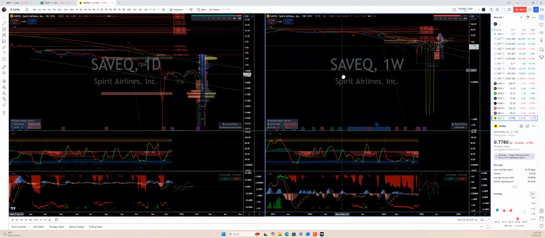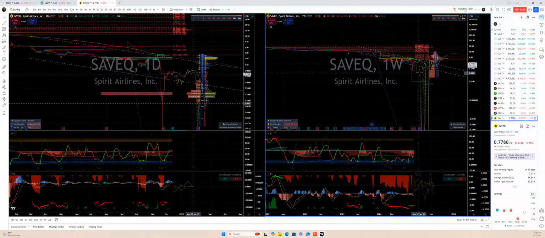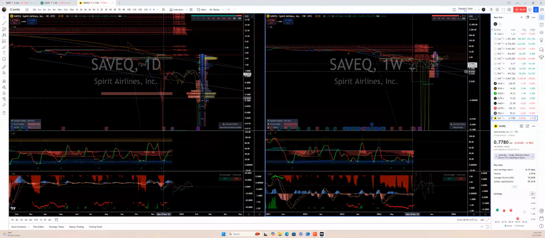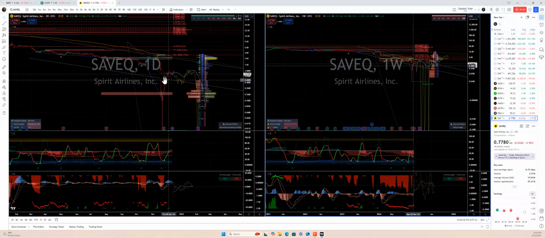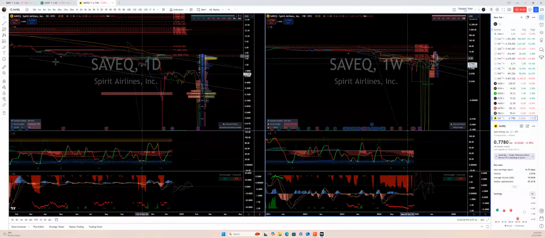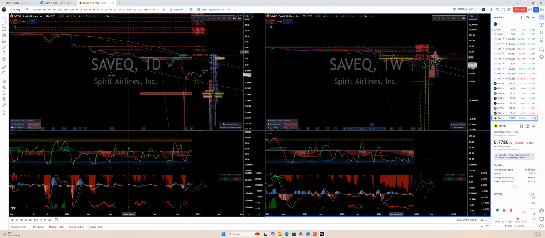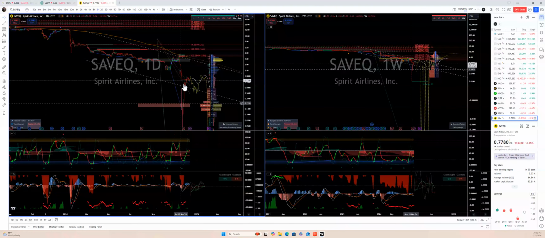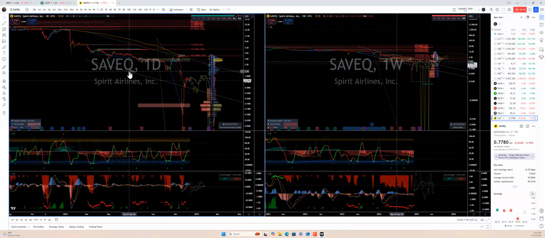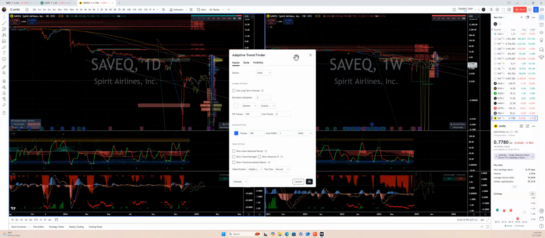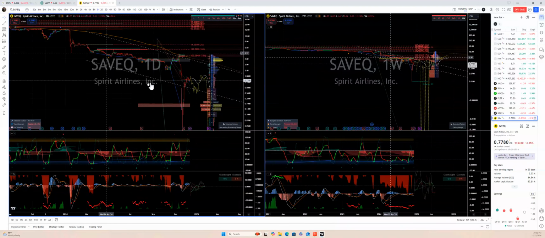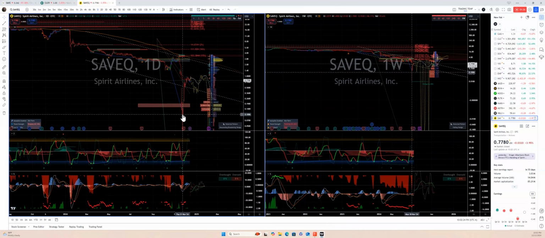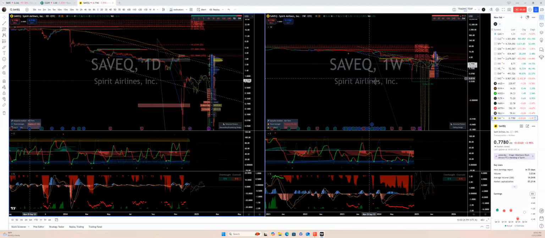So we got the daily chart up here and the weekly chart. See this erratic movement? It's because of such volatility that's been going on here. It's in a downward trend. You can tell by these trend lines right here. This is the trend that it's currently in. It kind of passed it right here, dropped through it. So I'm pretty sure that the adaptive trend finder will recalibrate and probably pull in some of this right here.